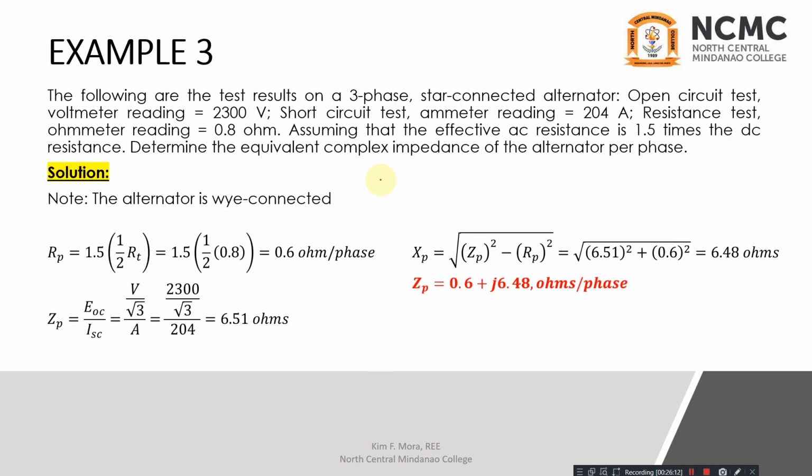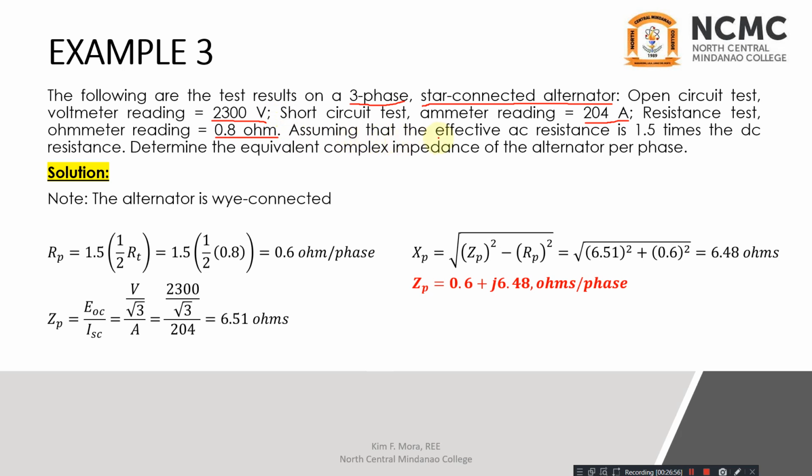So for example, the following are the test results on a three-phase star-connected alternator. So our alternator is star connected, and it is three-phase. In the open circuit test, the voltmeter reading is 2,300. In the short circuit test, our ammeter reading is 204. In the resistance test, our ohmmeter reading is 0.8 ohms. So these are the given test results, we have three test results.